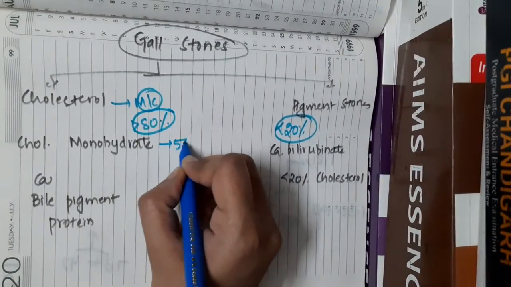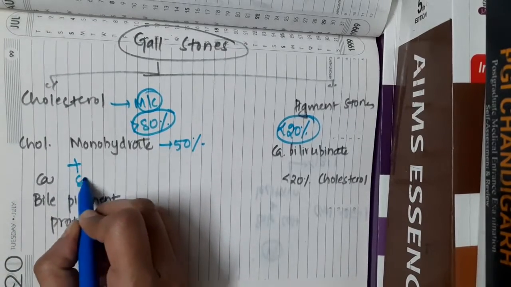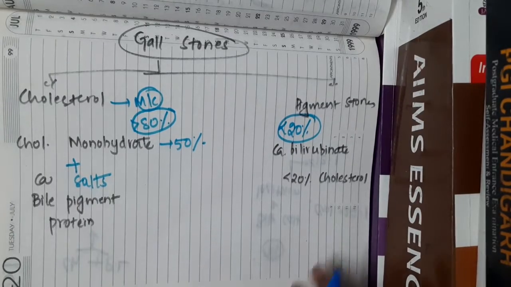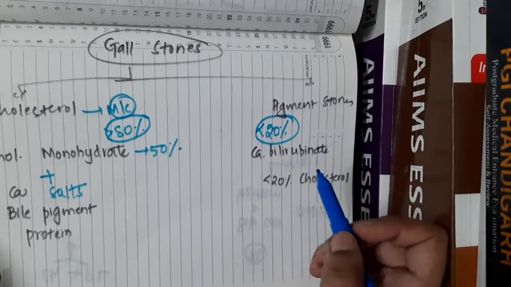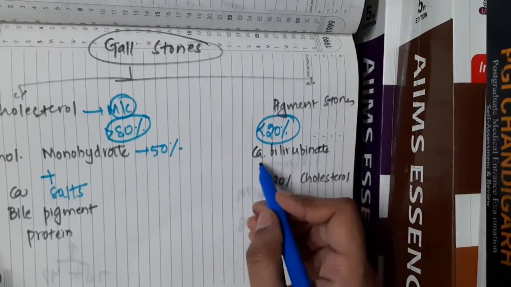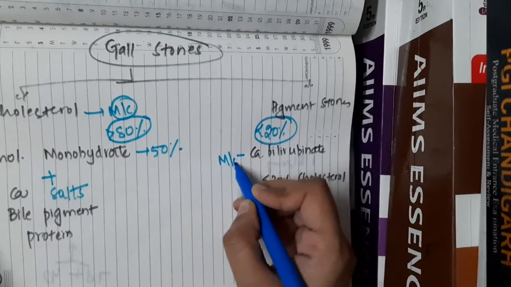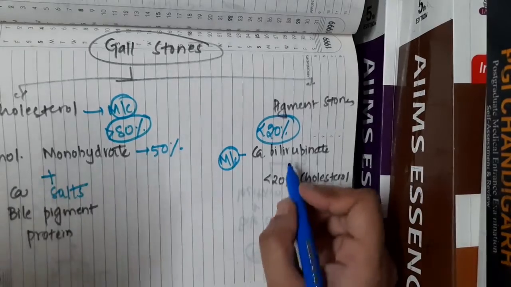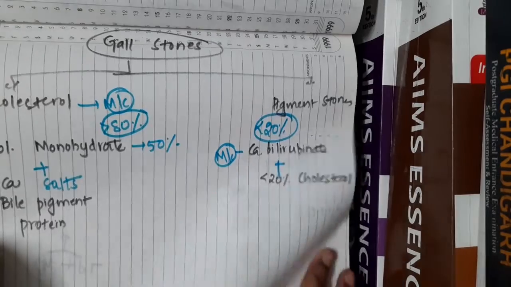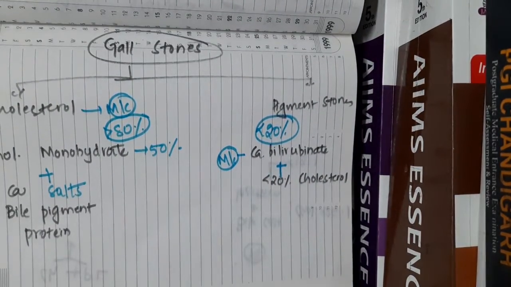Cholesterol stone, 50%, is composed of cholesterol monohydrate with calcium salts, bile pigments and proteins, whereas pigment stones are seen in less than 20% of patients and contain calcium bilirubinate, which is the major component of pigment stones, combined with less than 20% of cholesterol. So these are the different compositions of gallstones.